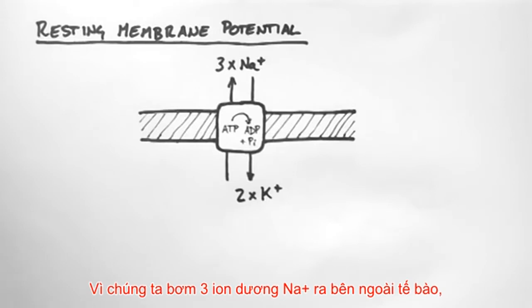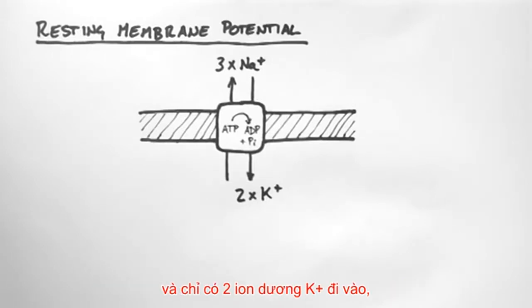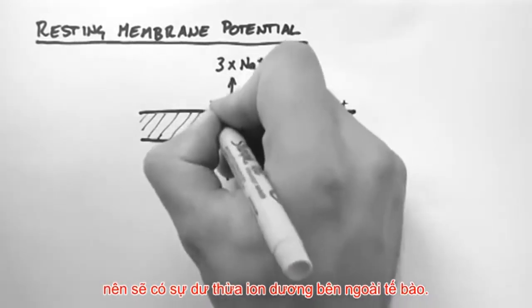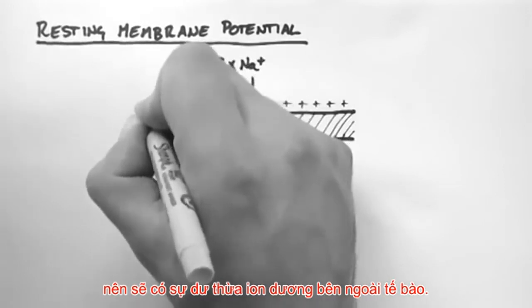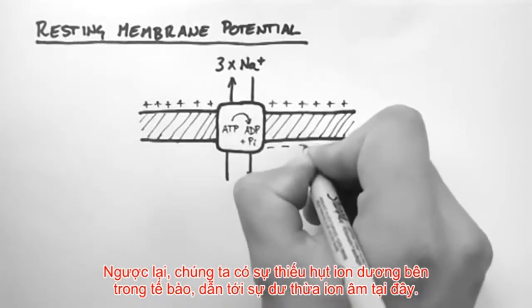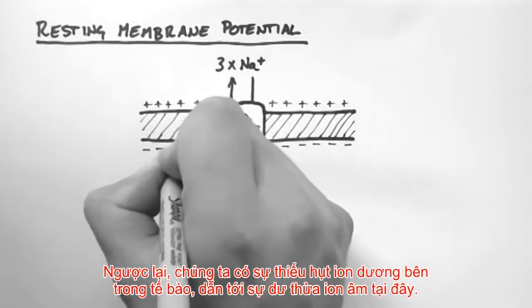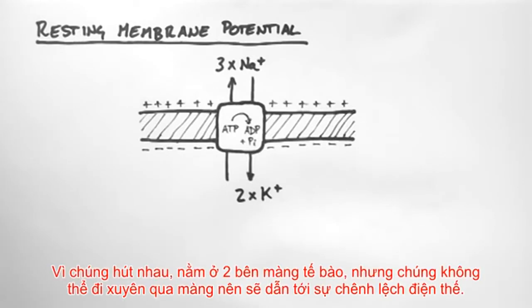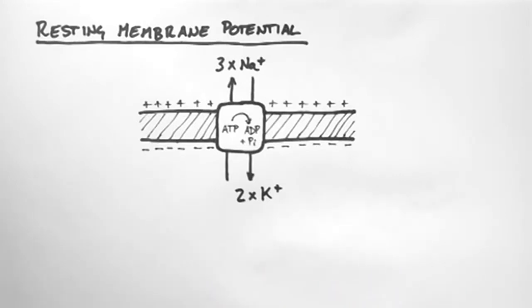Now, because we are pumping 3 positive ions out of the cell and only 2 positive ions in, we get an excess of positive ions on the outside of the cell. Conversely, we get a deficit of positive ions in the cell, which causes an effective negative ion excess. Because they attract each other, they line up on either side of the membrane, but they can't cross the membrane, and this leads to an electrical potential difference, also known as a voltage.